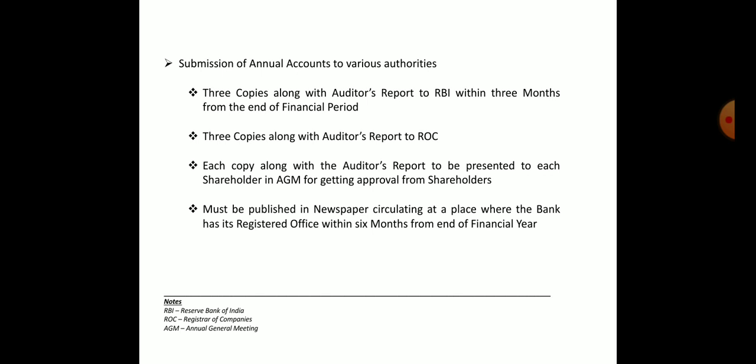There are three copies along with the auditor report to the RBI within 3 months from the end of the financial period. Three copies along with the auditor report to the ROC. ROC here stands for Registrar of Companies. Each copy along with the auditor report is to be presented to each shareholder in the AGM. AGM stands for Annual General Meeting.